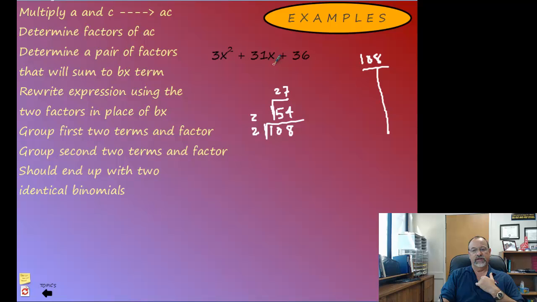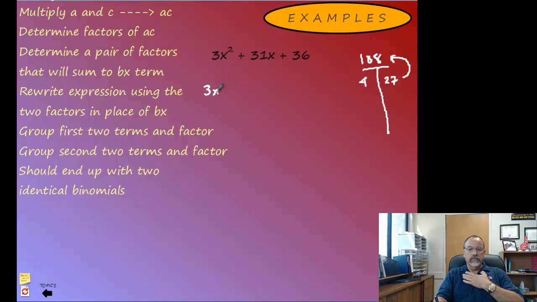That's 108. Can 4 and 27 add up to 31? Yeah, 4 and 27. So 4 times 27 is 108. 4 plus 27 is 31. So those are the numbers that I'm going to want to use. So I'll go ahead and use that. Okay, so then we want to rewrite this using those numbers.